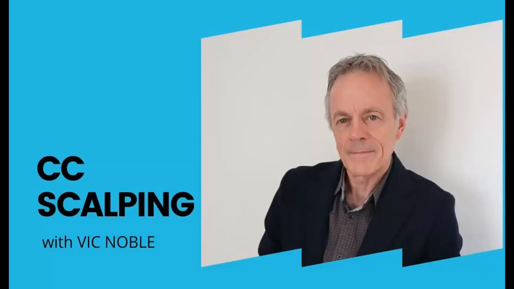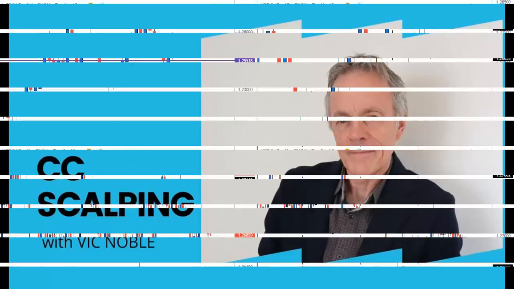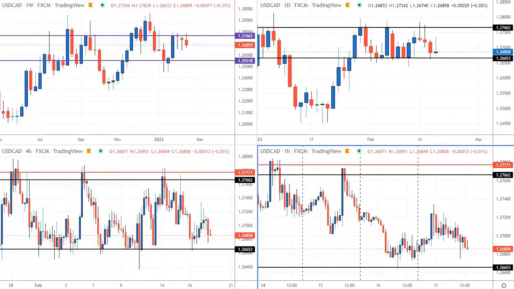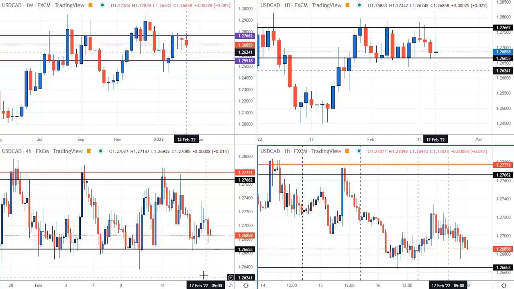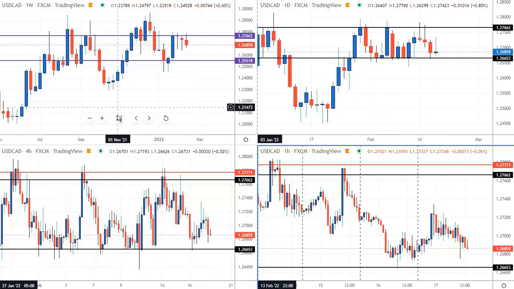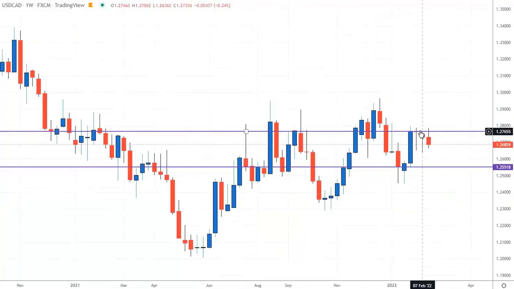Okay, let's take a look at this great ACAT setup. Okay, so here's the trade. It was on the US Canadian dollar pair. I wanted to show you how nicely this one's set up. First of all, look at this. This is a weekly neckline. You see how it hit it and it came away. Now it comes back and retests it right here.